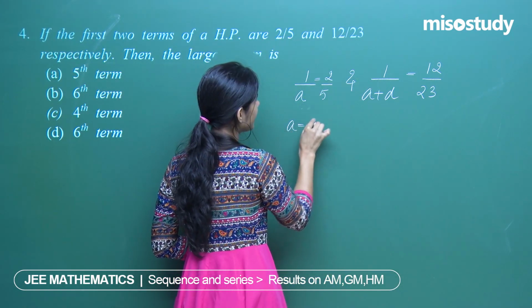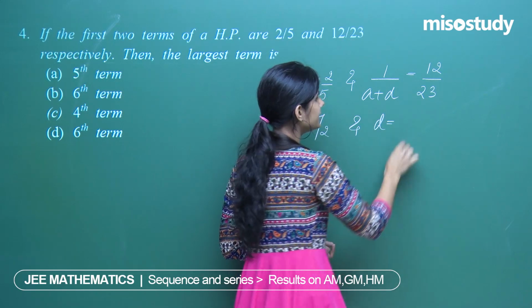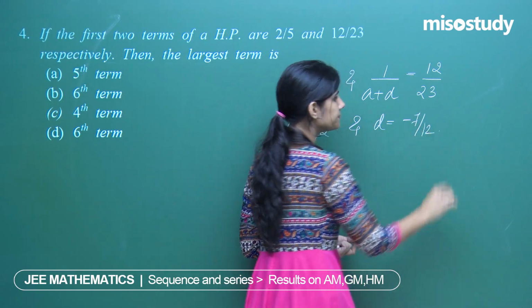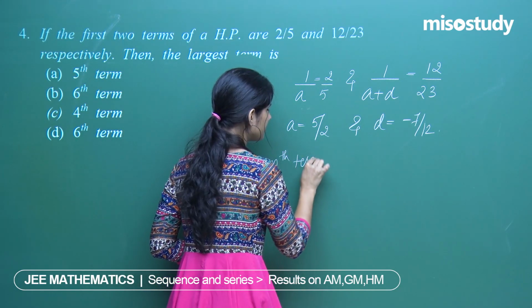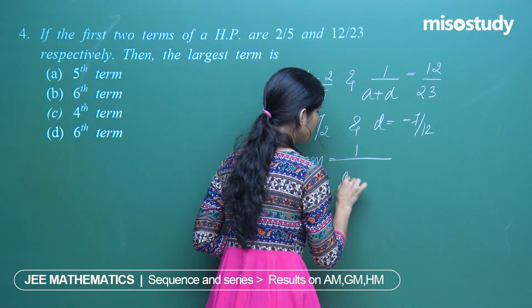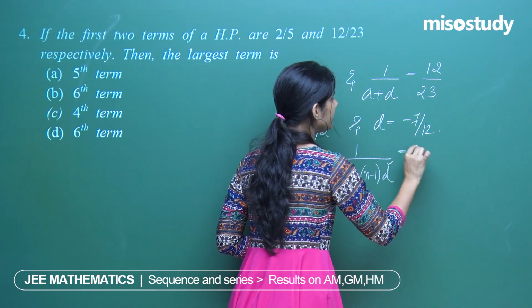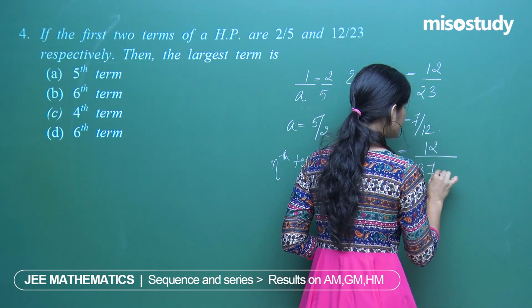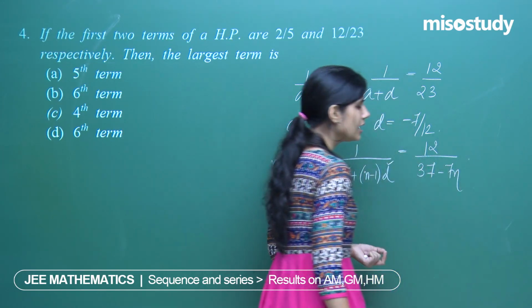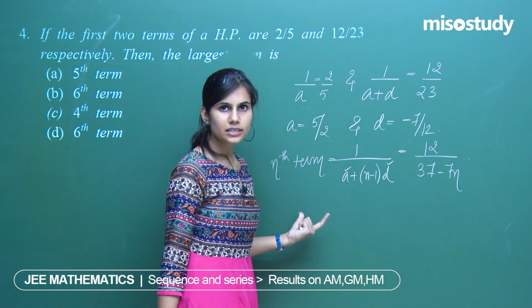From here you can say A is 5 by 2, and again from here you can resolve and you can get D is minus 7 by 12. Nth term of the HP is given by what? 1 upon A plus N minus 1 into D. You have A, you have D, you are going to find this out. This is going to come out to be 12 upon 37 minus 7N. I want that N for which I can get the largest term.